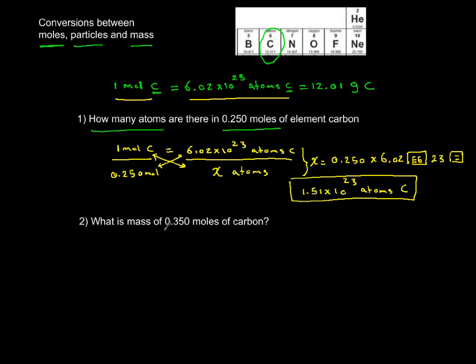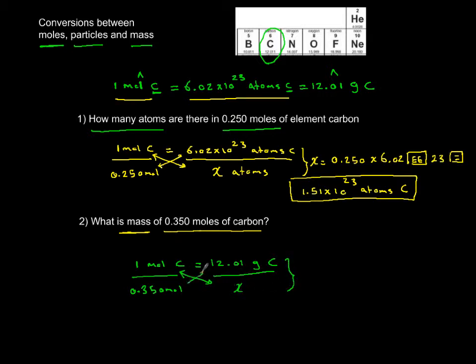The next question related to carbon is what is the mass? So that's my x, of 0.350 moles of carbon given. This time what I'm going to use is the mass and moles, and I put them in front of each other as an equality. 1 mole of carbon is equal to 12.01 grams of carbon. Under the mole, I put what's given, 0.350 mole. Under the grams, I'm going to put x, and we are solving for x. Then again, cross multiply. These are simple proportionality. So x is simply equal to 12.01 multiplied by 0.350. So our final answer is 4.20 grams of carbon.